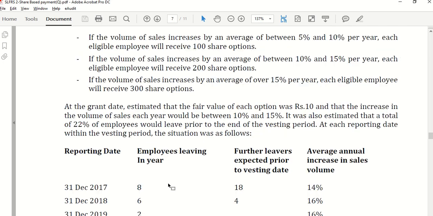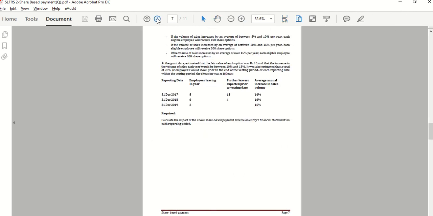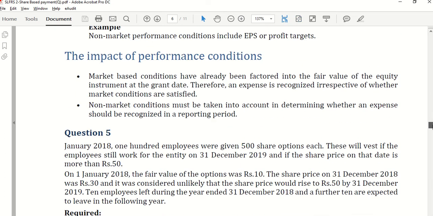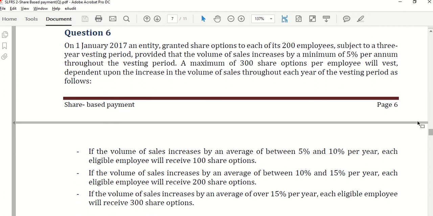While we look at the question in your tutorial, we'll try to do the question as well, right? Okay, so how can we calculate this? Now, what are the important factors that you want to take? 1st January 2017 is the grant date. The entity granted share options to each of its 200 employees, subject to a 3-year vesting period, so the expense has to be divided by 3, provided that the volume of sales increases by 5% throughout the vesting period, with a maximum of 300 share options.